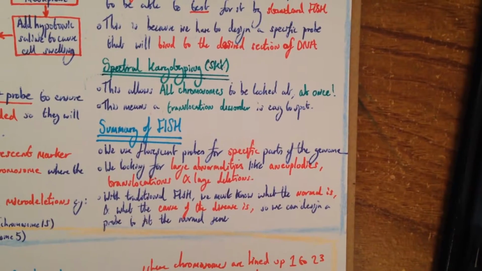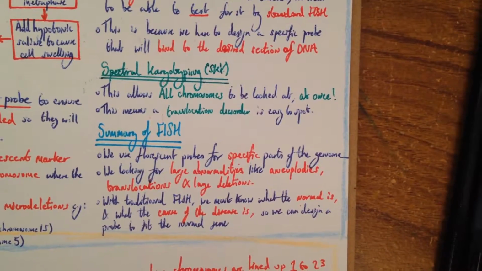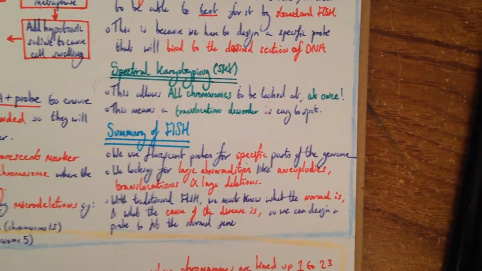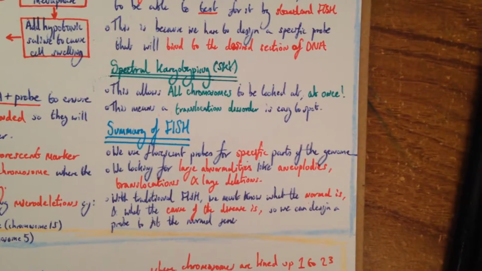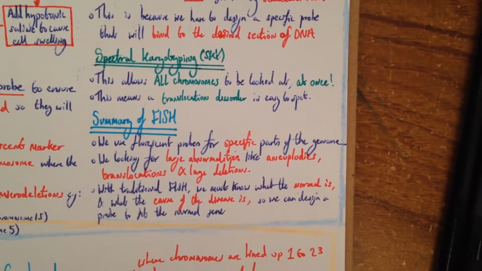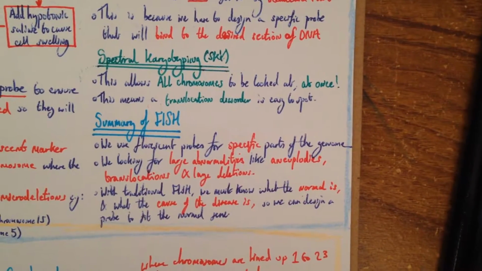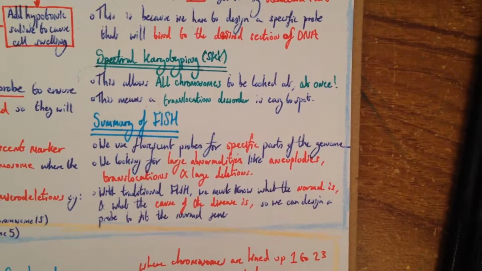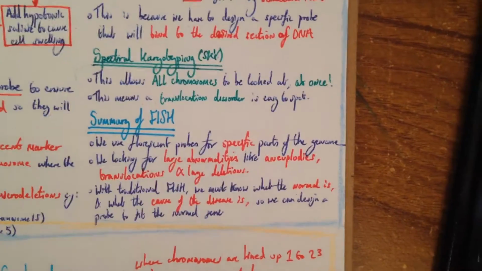And finally, with traditional FISH, we must know what is normal and what the cause of the disease is. So we design a probe to fit the normal gene. That's maybe a negative of FISH: you have to know basically what you're looking for. We have to know what the cause of the disease is so we can design a probe to fit the normal gene. Capiche? Okay, great.